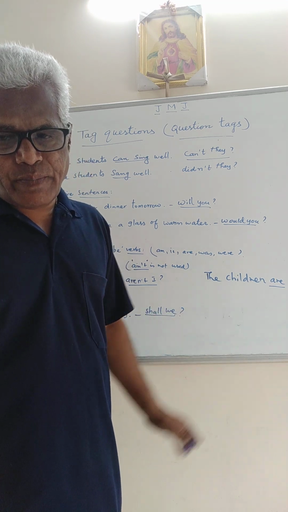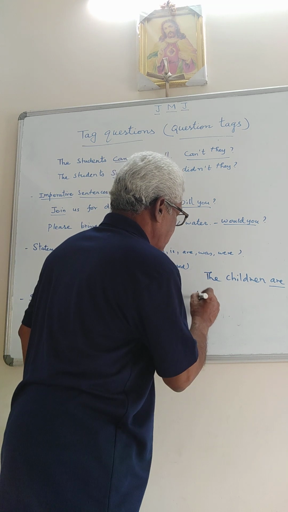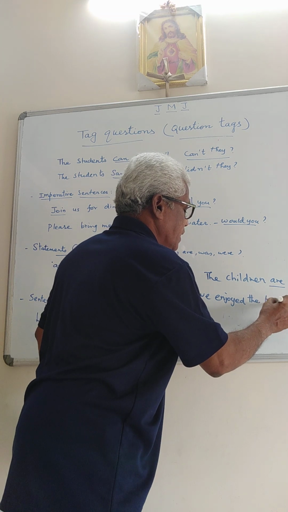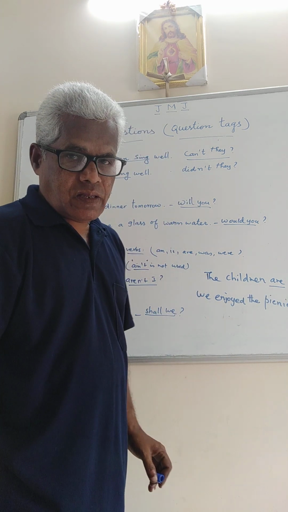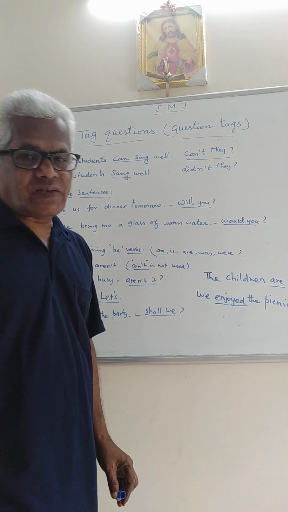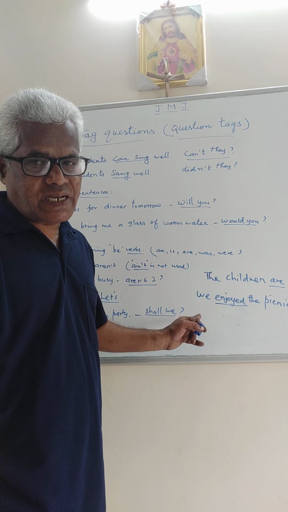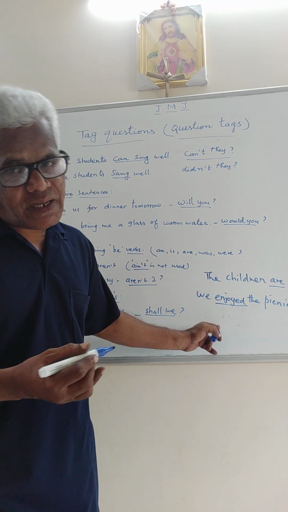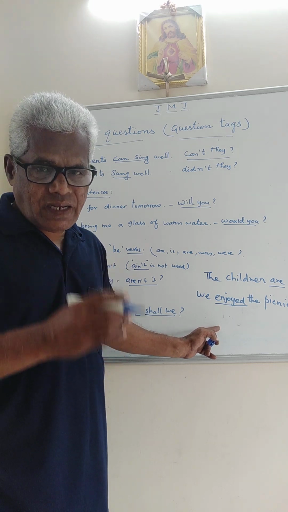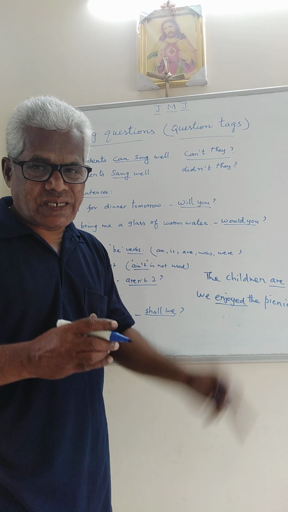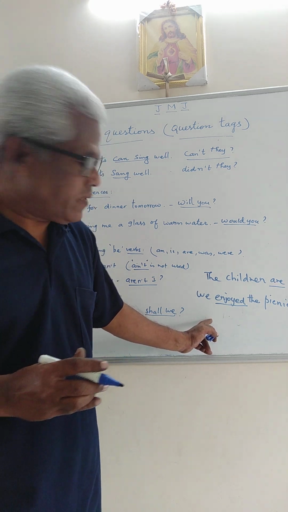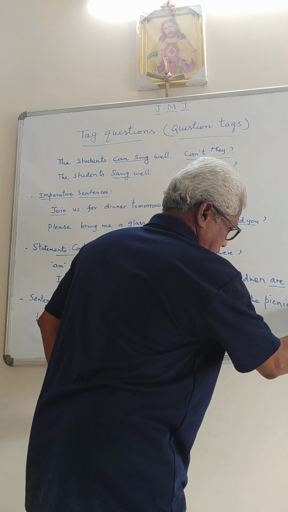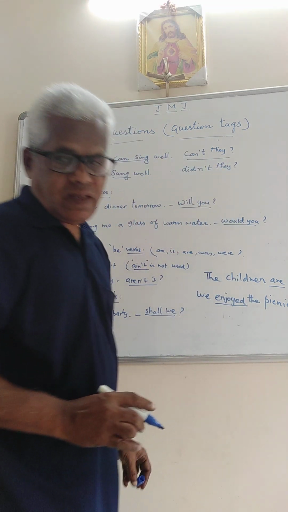Let's take another example. We enjoyed the picnic. Now again, it's an example where we don't have an auxiliary verb and your verb is in past tense. So how will you split this word? How will you get an auxiliary verb here? By splitting the verb enjoyed into did plus enjoyed. So you have an auxiliary verb, which is did. So what is the question tag for this one? We enjoyed the picnic, and your tag is didn't we? See? Didn't we?